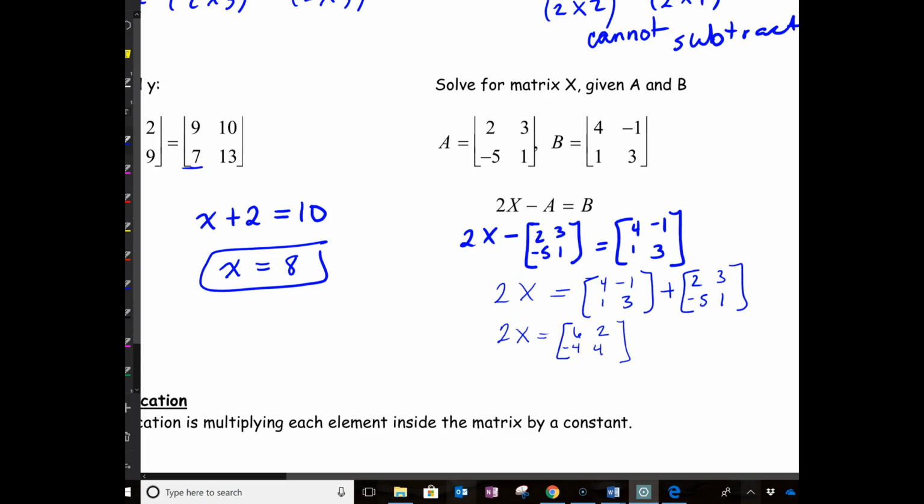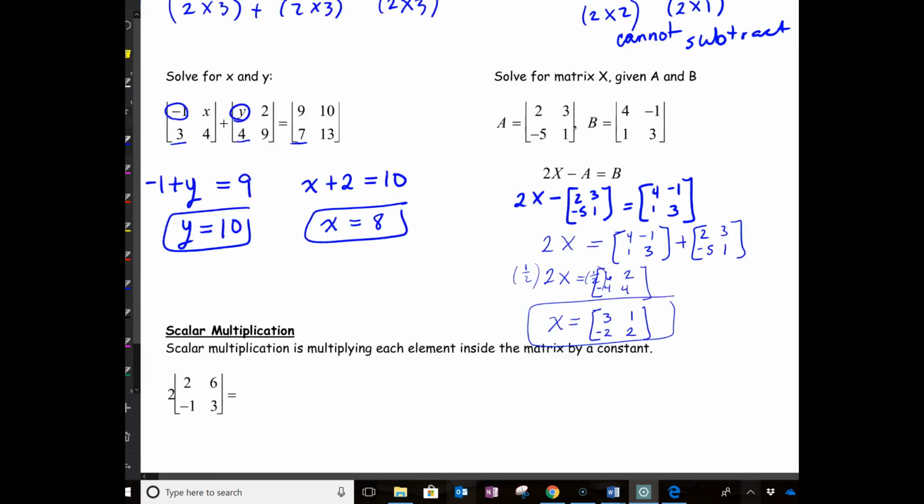And then how do you think we'd solve for matrix X? Divide by 2, or you could think multiply by 1/2. It's a scalar, which we're going to look at in the next example. But we would have X is equal to, what do you think we're going to do with the 1/2? Distribute it in. That's scalar multiplication, just multiplying a matrix by a number. So half of 6 comes out to be 3, half of 2 comes out to be 1, half of negative 4 is negative 2, and half of 4 is 2. So there would be our answer.